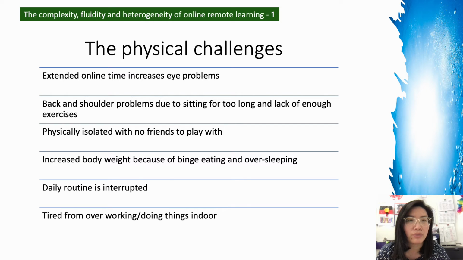The first one is the physical challenges. Here are some examples. First, extended online time, increased eye problems, back and shoulder problems related to sitting for too long or lack of enough exercise, being physically isolated with no friends to play with, or increased body weight because of binge eating and oversleeping. Also, some teachers and students experienced fatigue during this lockdown.